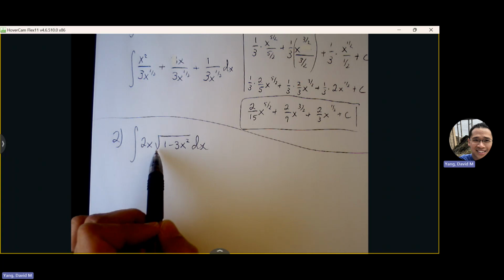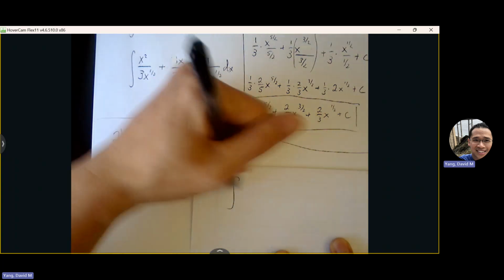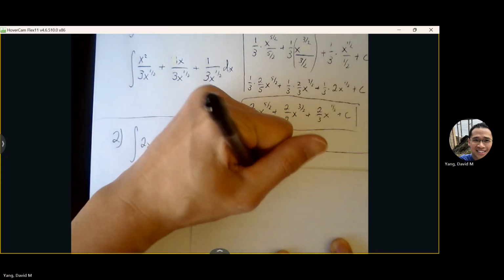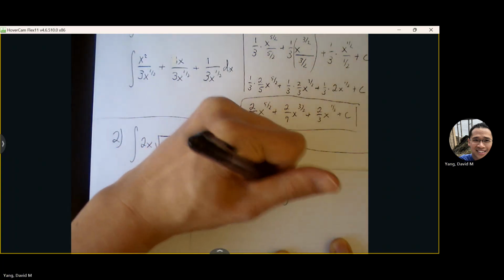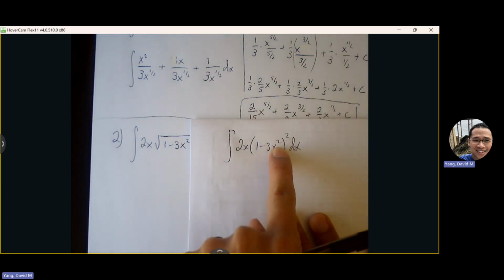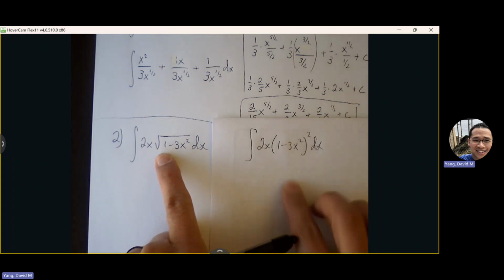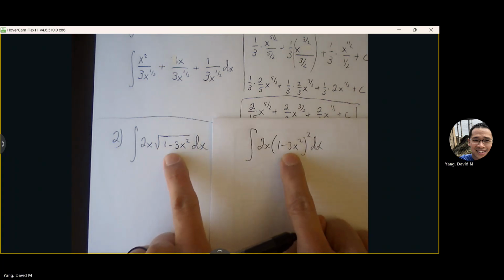Now, if it was 2x, parentheses, 1 minus 3x squared, then we can, right? If it was a problem like this, this is power rule, because we can resolve this. Expand that out, FOIL that out, distribute the 2x, but we can't do that here. So I want to make sure that we continue to know why something uses substitution versus why it's not power rule.